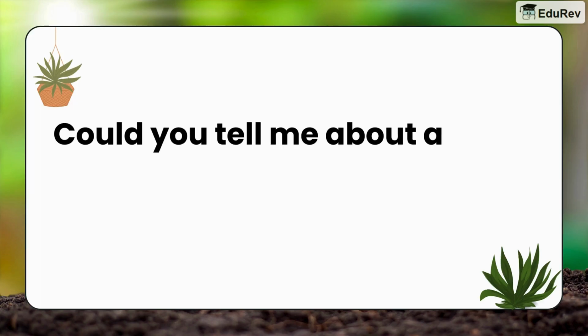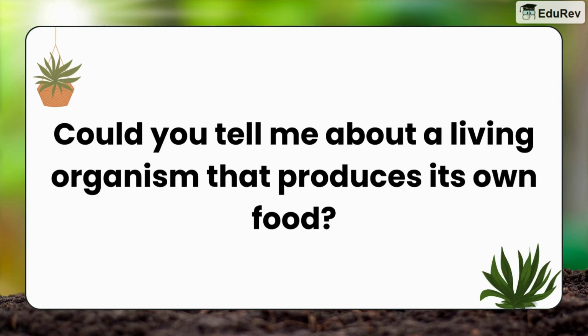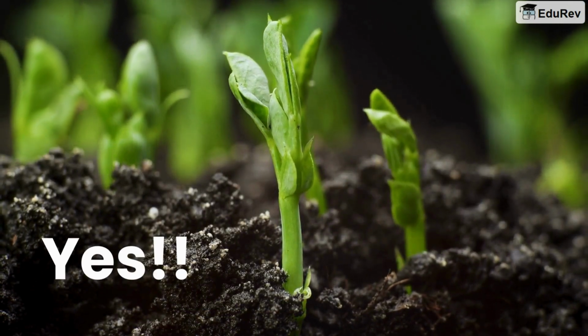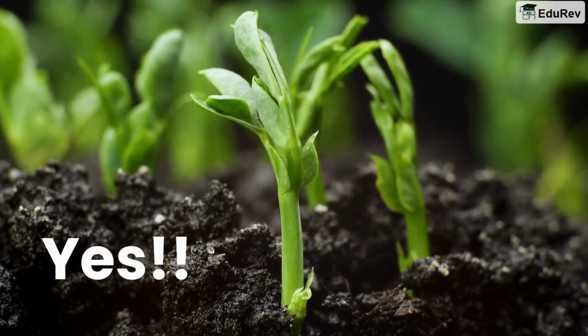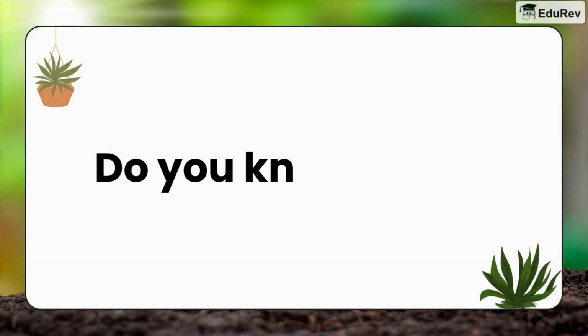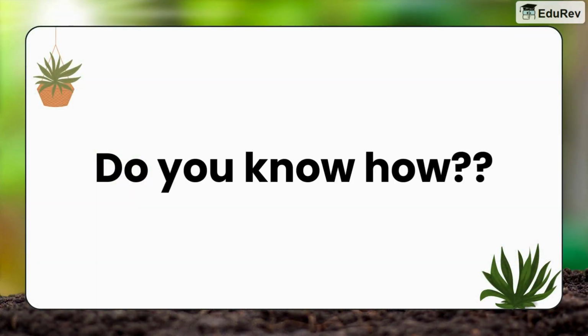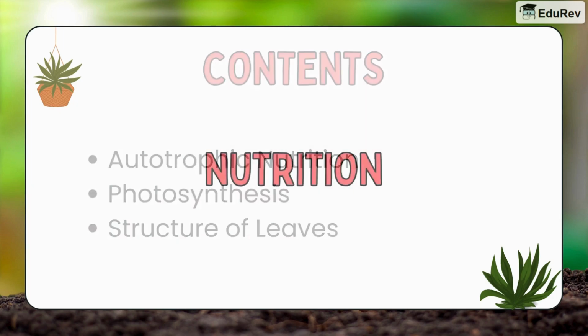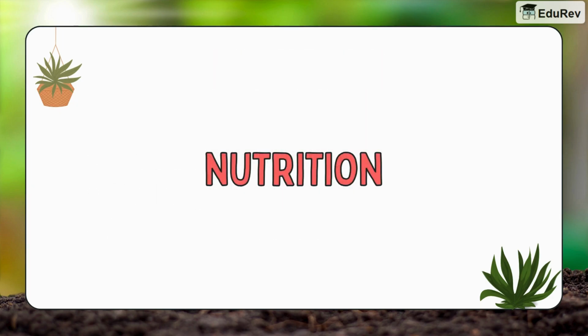Could you tell me about a living organism that produces its own food? Yes. Plants are one of those living organisms who produce their own food. But do you know how? In this video, we are going to answer this question and study about autotrophic mode of nutrition, photosynthesis, and structure of leaves. So first of all, what is nutrition?